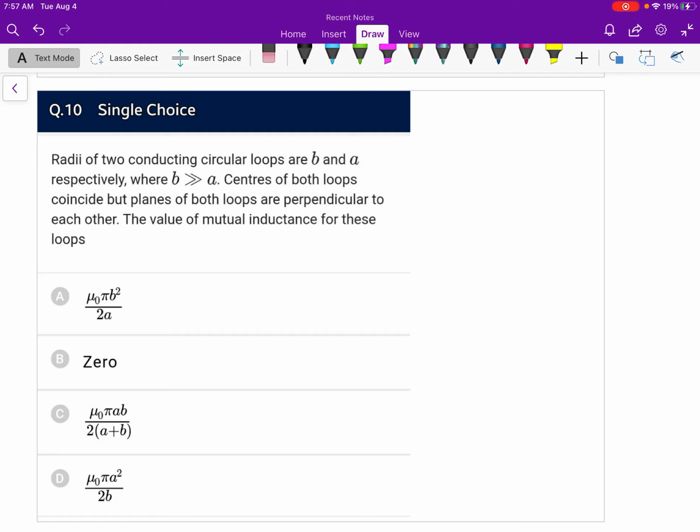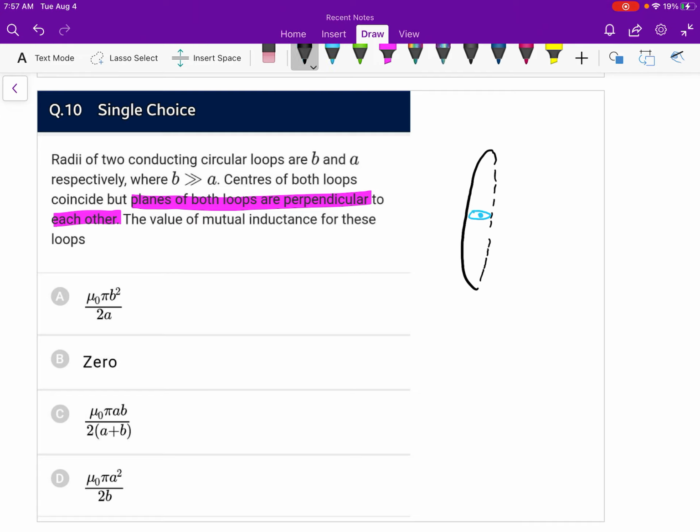The radii of two conducting circular loops, the centers of both coincide, and the planes of the loops are perpendicular to each other. This is to be kept in mind. So we have one loop of radius B and another loop which is concentric but whose plane is perpendicular. So this is in this fashion.